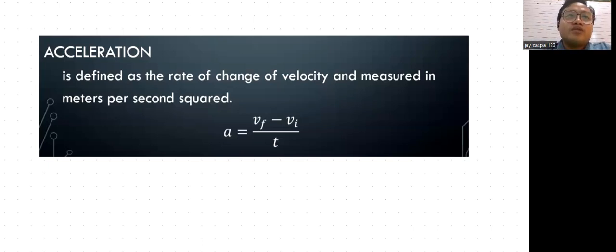So let's start with this. We have the formula: acceleration is equal to velocity final minus velocity initial, and then divided by time.